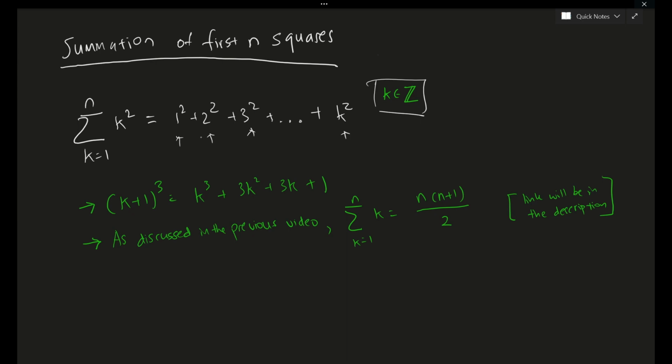To help us with our proof, we'll be using the two bullet points which I wrote down in green. One of them is the (k plus 1) cubed, and the other one was discussed in the previous video, the summation of k. If you would like to know about that proof, the link to the video will be in the description. For now, I'll be showing the proof and how to derive the formula for the summation of the first n squares.